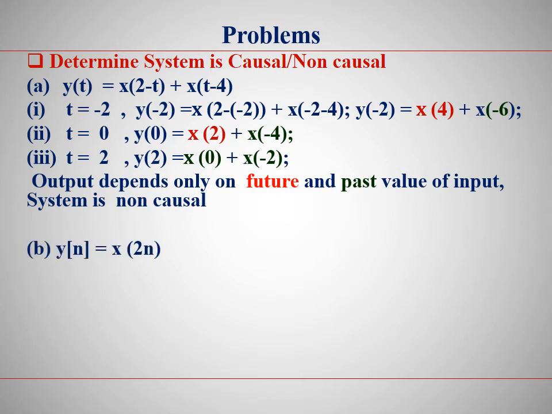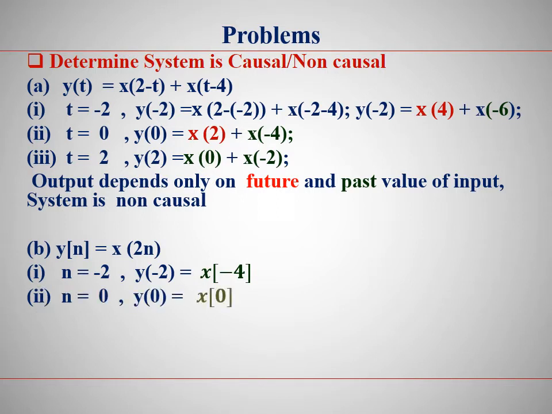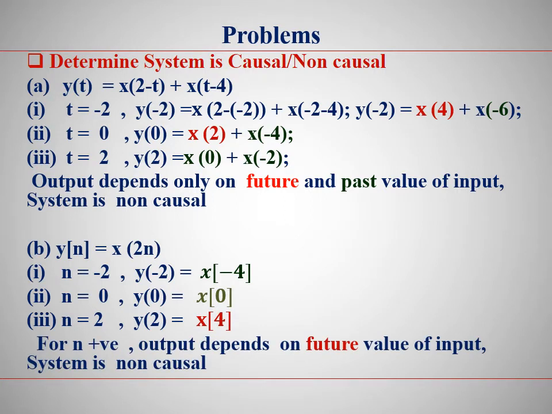Let us go on to another problem where y(n) = x(2n). Hence, we take n = -2. At n = -2, y(-2) would be x(-4), at n = 0, y(0) would be x(0), and finally at n = 2, y(2) would be x(4). That means we have some cases of n where it depends on future values. Hence, the system is non-causal because for positive n, that is for n = 2, the output depends on a future value of input.